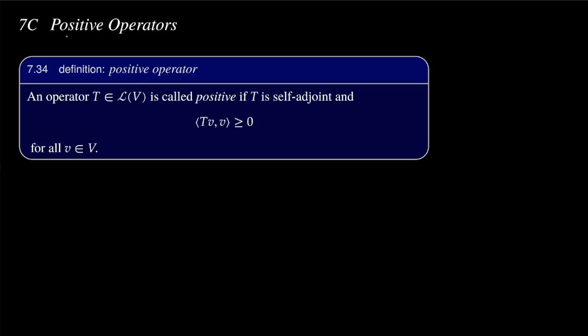Today we're talking about positive operators. So, positive operators, what's the deal with a positive operator? Well, here's the gist of it. It's not too complicated. We're basically just categorizing further self-adjoint operators. So, an operator T on an inner product space V is said to be positive if it's self-adjoint and the inner product of T v with v is always greater than or equal to 0 for all v in V. Okay, what's going on here?